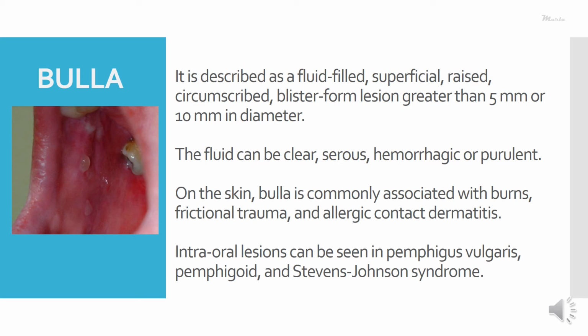They can also result from frictional trauma and contact allergic dermatitis. Intraorally, bulla can be seen in various autoimmune disorders such as pemphigus, pemphigoid, Stevens-Johnson syndrome. Generally, the blisters which we see in pemphigus vulgaris are smaller than 1 centimeter in dimension, and we refer to them as vesicles. However, in the case of pemphigoid, we have larger, dense fluid-filled vesicles which are generally 1 or more than 1 centimeter in diameter, and we designate them as bulla.